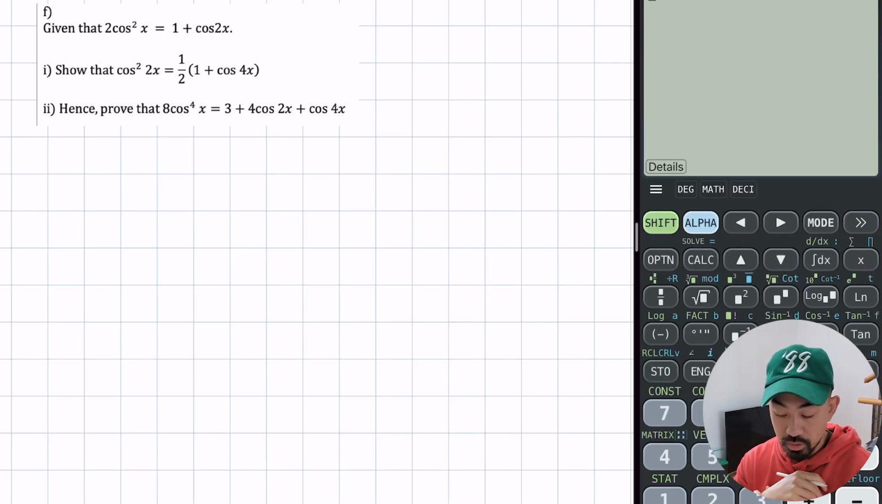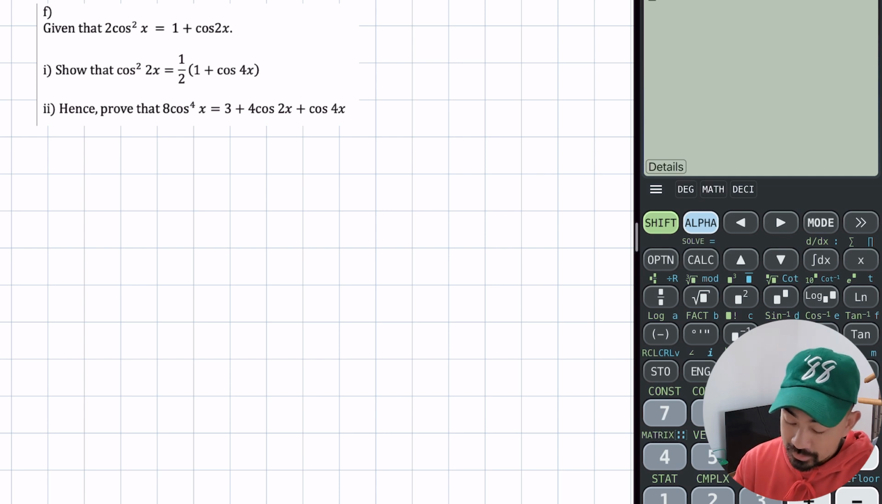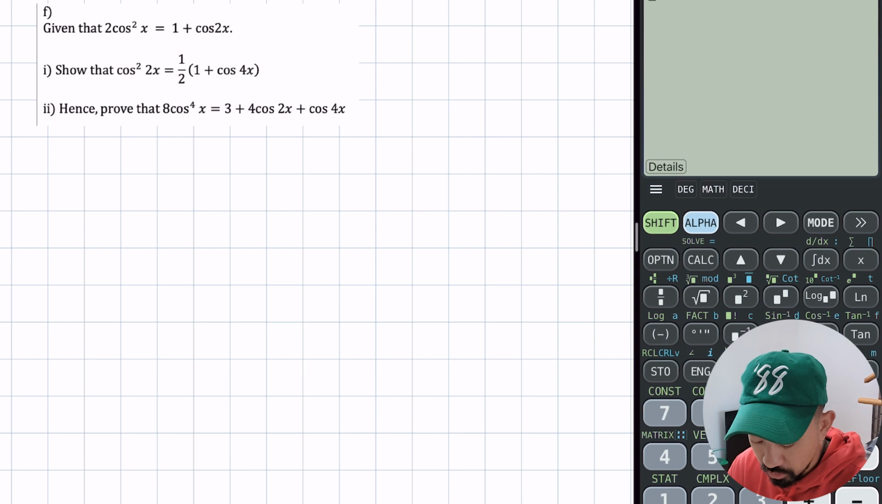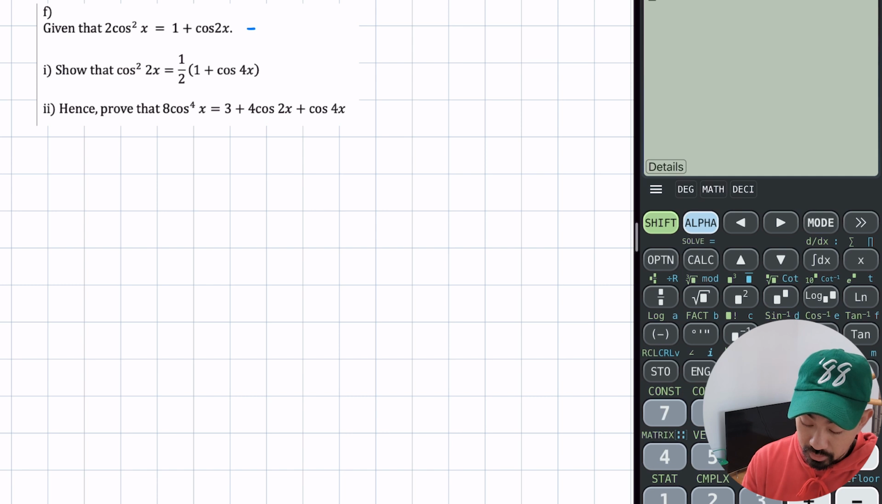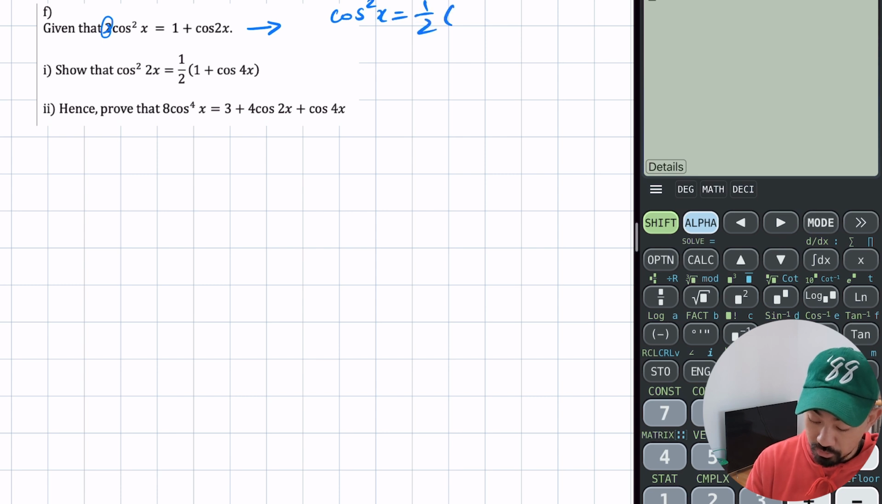So given that 2 cos squared x is equal to 1 plus cos 2x, show that cos squared 2x is equal to 1/2 (1 plus cos 4x). Now, to be honest, this one I was just kind of giving away free marks just to build up the question, make it a little bit easier for part 2, because part 2 is a little bit tough. But in any case, all we're doing is we're moving that to the other side. So it's going to be cos squared x is equal to half (1 plus cos 2x).